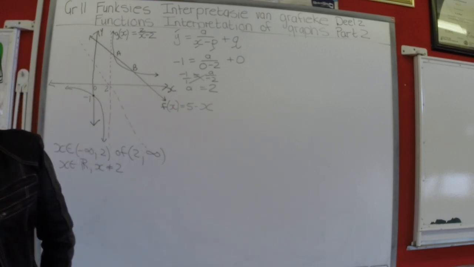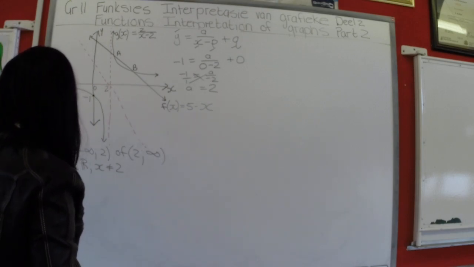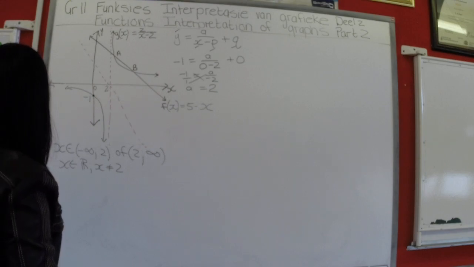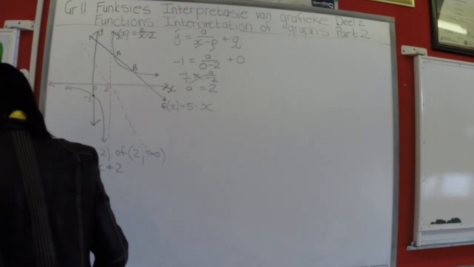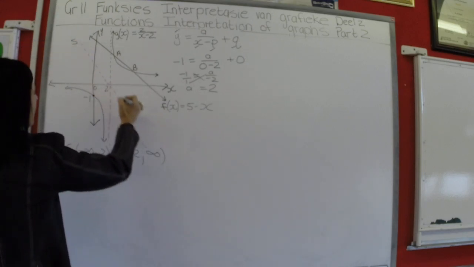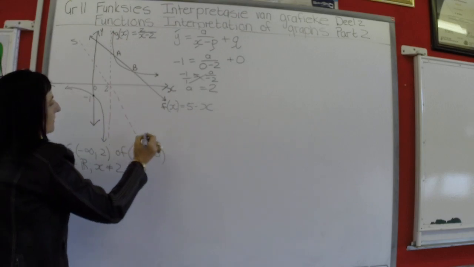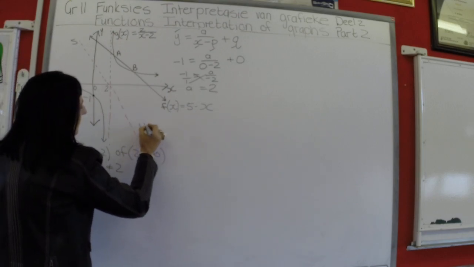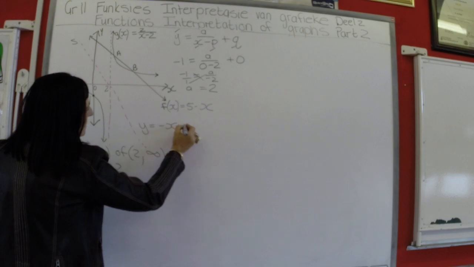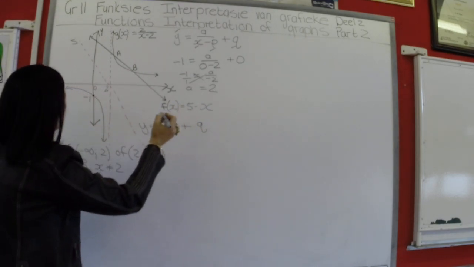Determine the equation of S, the symmetrical axis of g. S, the symmetrical axis of g. This is this guy, this is S. Die symmetrische, dis die negatiewe symmetrische as. So ons weet dat hy is altyd, y is gelyk aan minus x plus q. So I need the value of q.